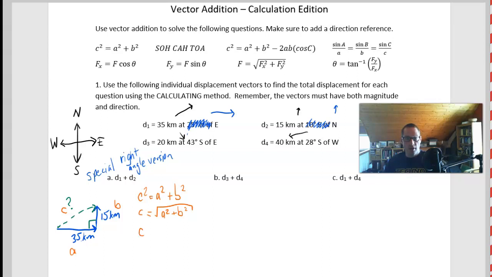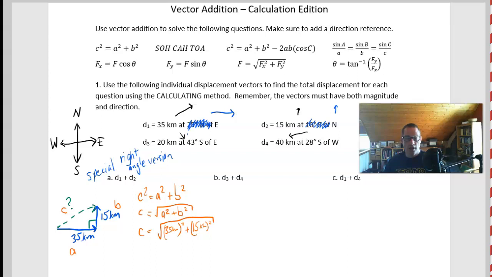And so we put in the values. A squared is 35 kilometers. I'll just put brackets around that. Plus 15 kilometers. That squared is inside that, right? There we go. Let me just draw that again so that it's all inside. Don't want there to be any confusion there.